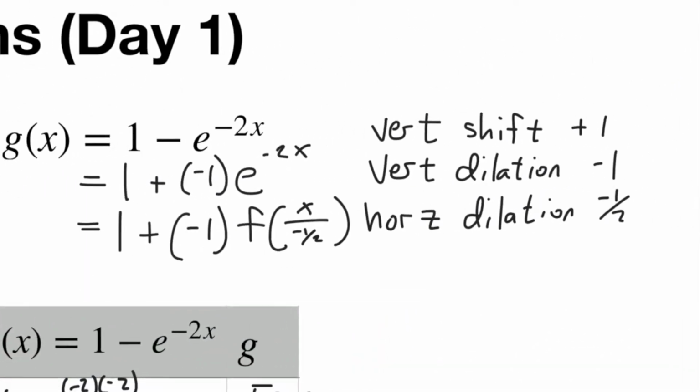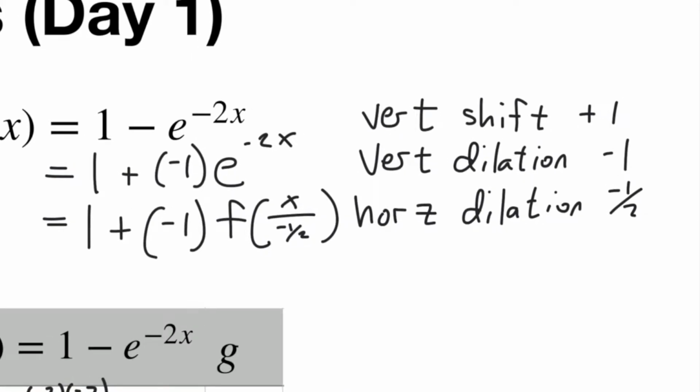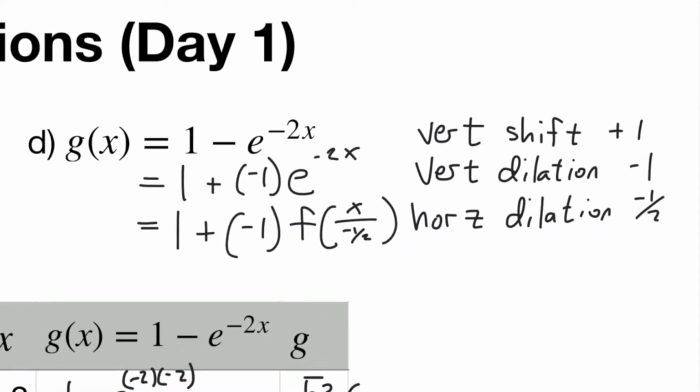Check this out. We've got 3 different operations going on. If the parent function is e to the x, I'm going to rewrite this by taking the subtraction and changing it to plus negative 1 times e, just to really break it up. Then negative 2 times x can be written as x divided by negative 1/2. These are the same thing because multiplying by a number is the same as dividing by its reciprocal. So we've got 1 plus negative 1 times f of x divided by negative 1/2.